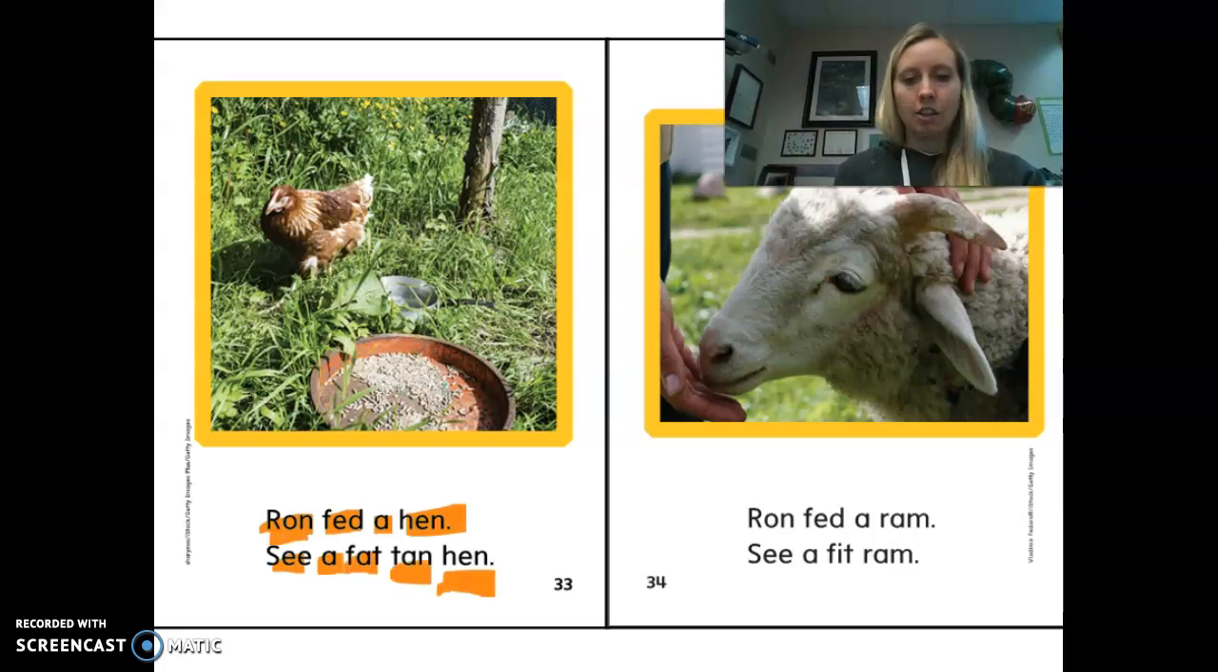Together. Ron fed a hen. See a fat tan hen. Your turn. Together. Ron fed a ram. See a fit ram. Your turn.